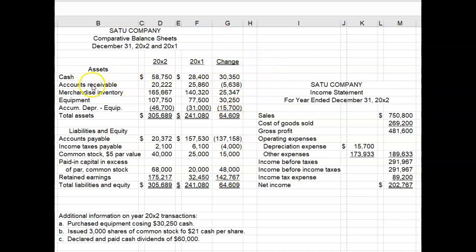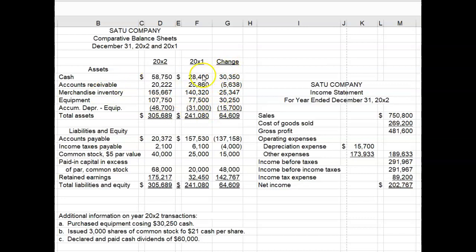So for instance, accounts receivable at the end of last year was $25,860. At the end of this year, it was $20,222. So there was a decrease in accounts receivable during the year of a little over $5,600. If the number is positive, the account balance increased from last year to this year. If the number is negative, the account balance decreased from last year to this year. I don't think your homework does this for you. You're going to have to do some subtractions to complete your homework.